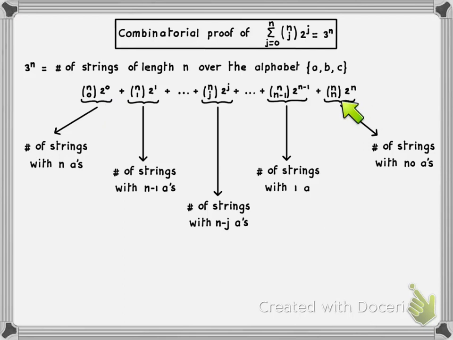Since we've covered all of the possibilities and none of these sets of strings intersect, we have accounted for all of the possible strings of length n over this alphabet. And this is the conclusion of the combinatorial proof of this theorem.